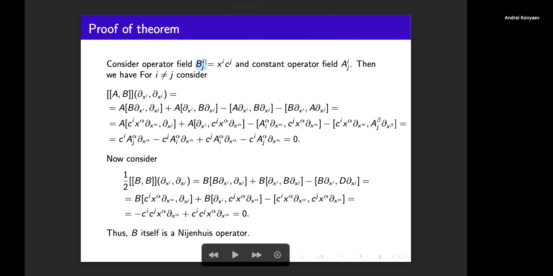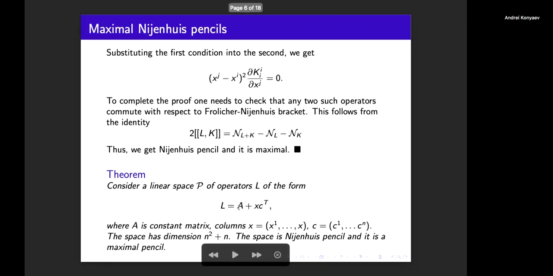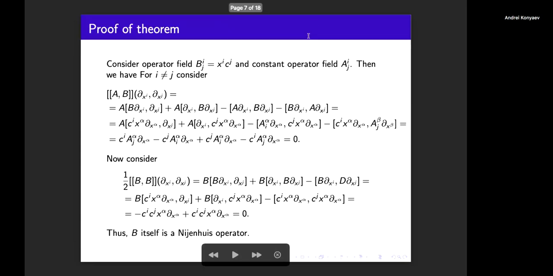I denote the second part of the formula as B, so we have A plus B. It's natural. And those are the components I told you: column X multiplied by row C. And we have a constant operator field, Aij. Then for i not equal to j, because again, this is the assumption as always, since we deal with a skew symmetric tensor.